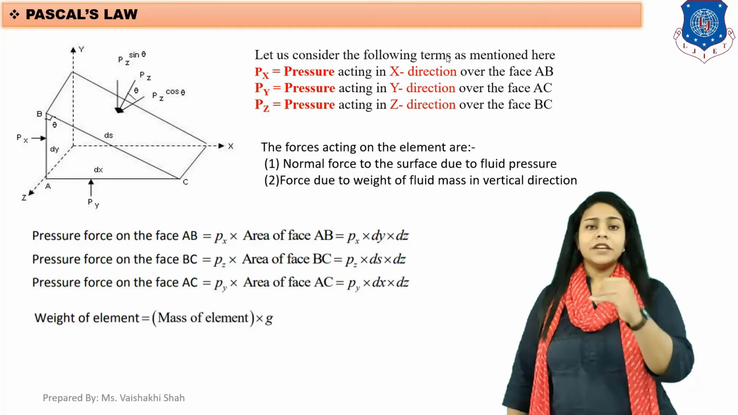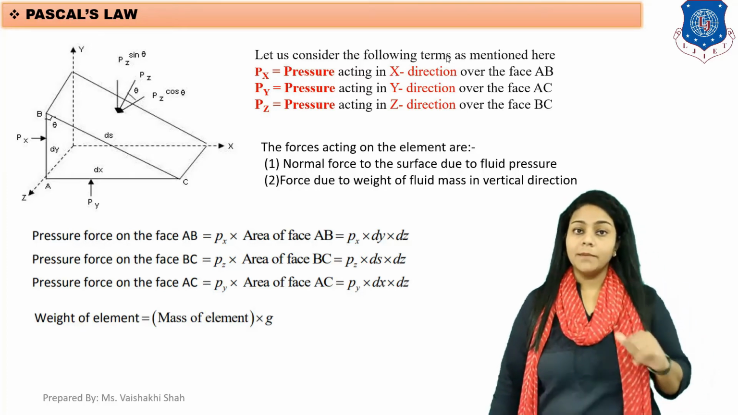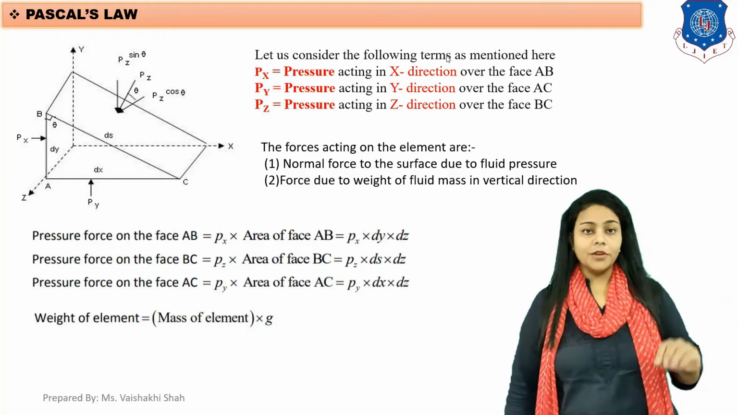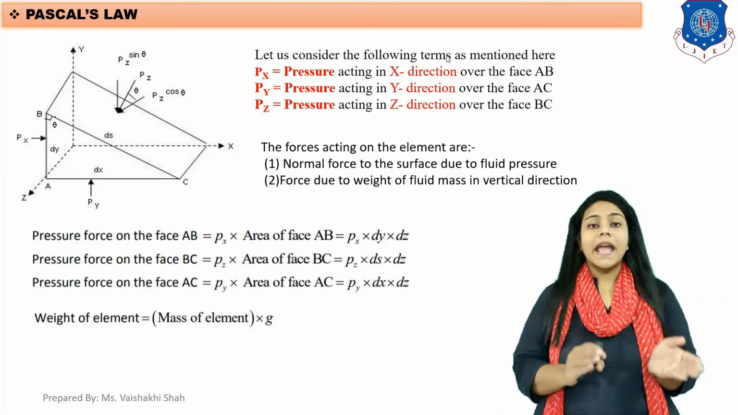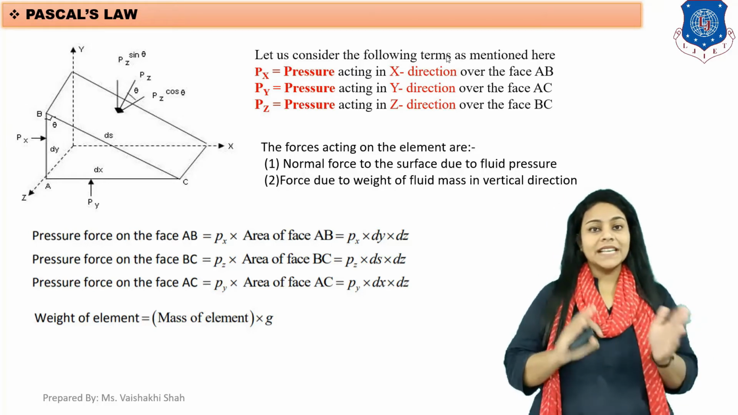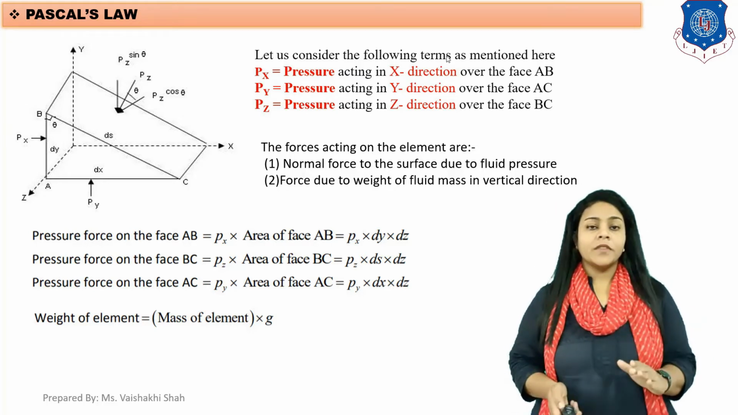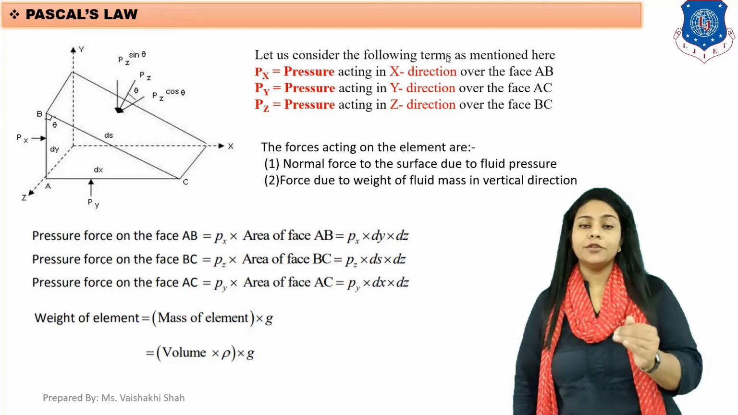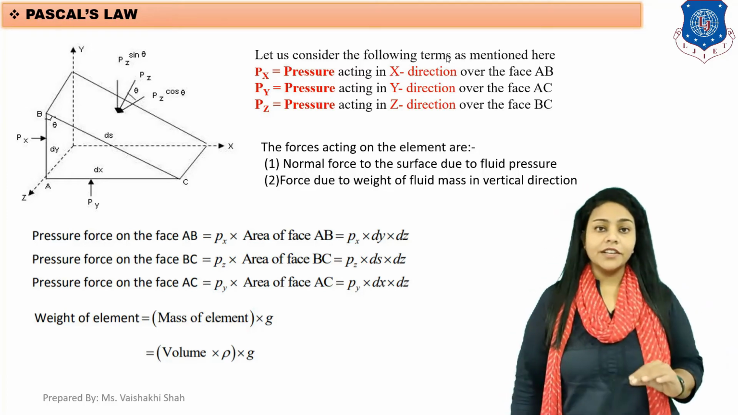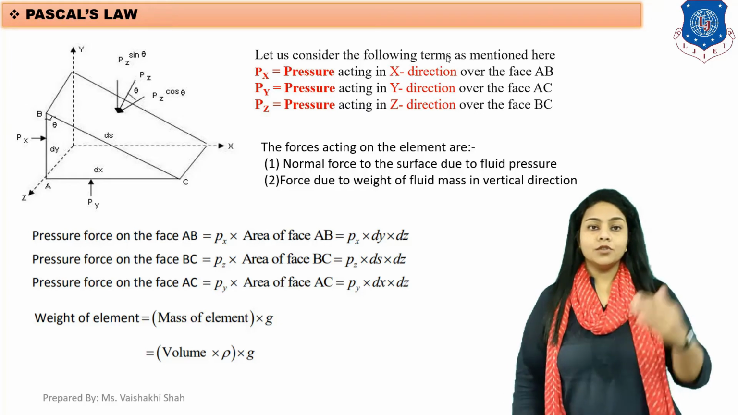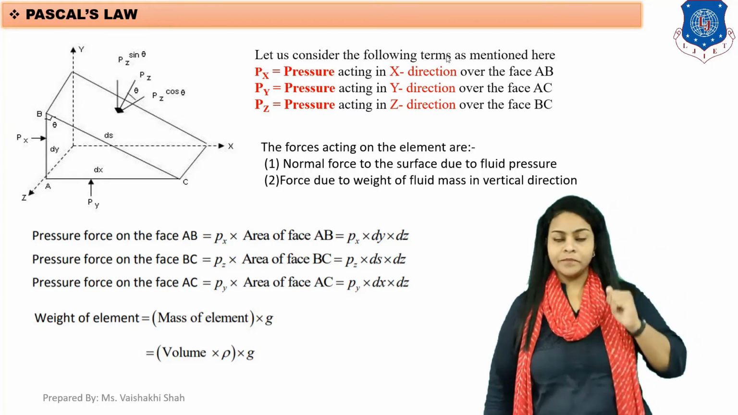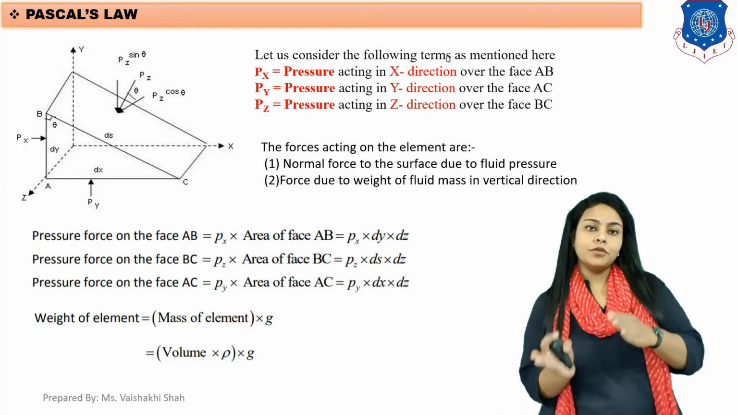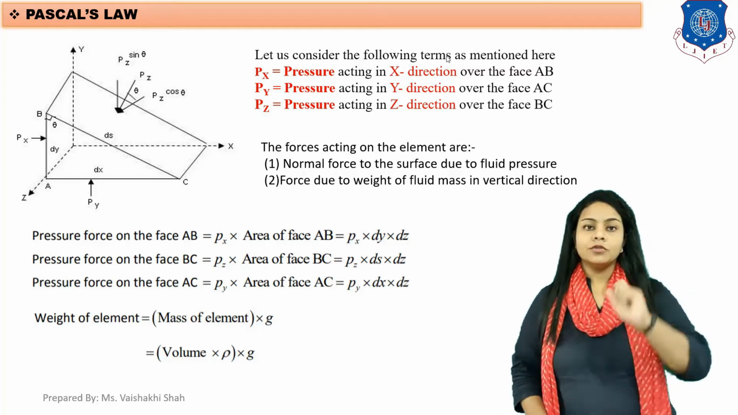Now, as we know, the weight of the element W is in downward direction. What is the equation for W? W equals M into g, mass into g. What is the equation for mass? M equals rho into V. We derived this equation earlier, that M equals rho into V because rho equals M by V. So, W equals rho into V into g.